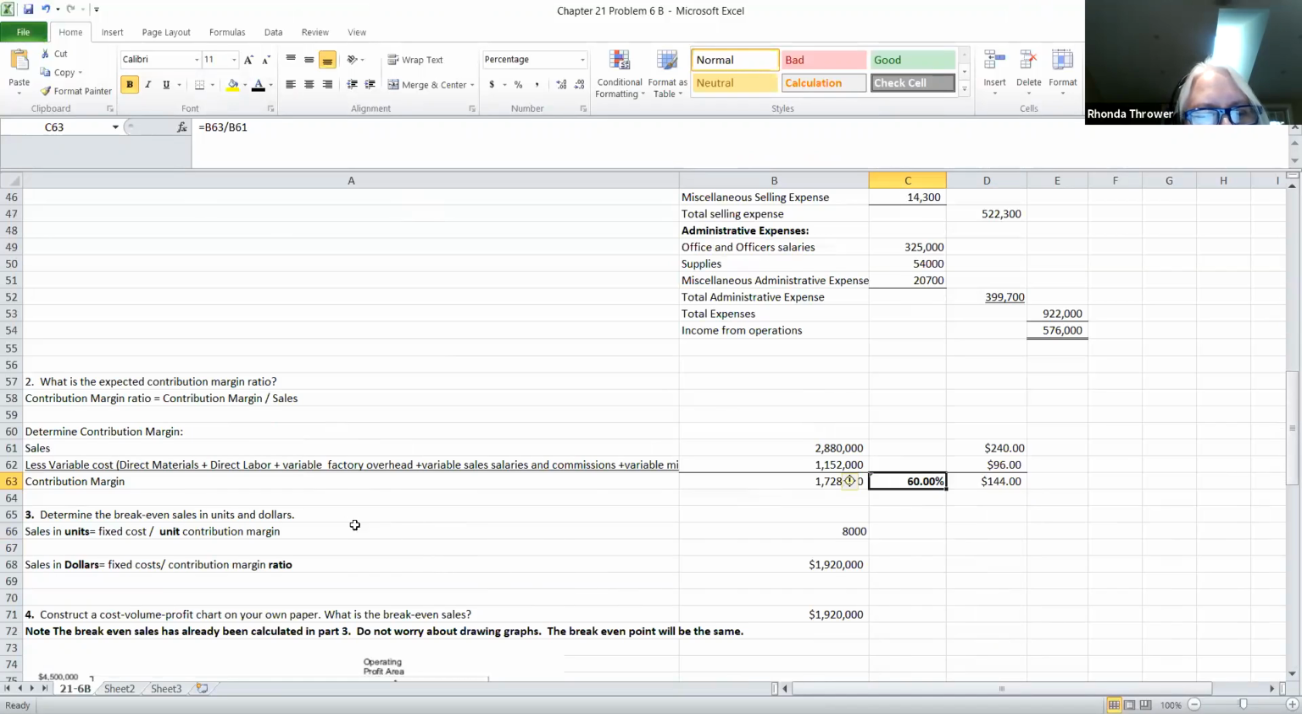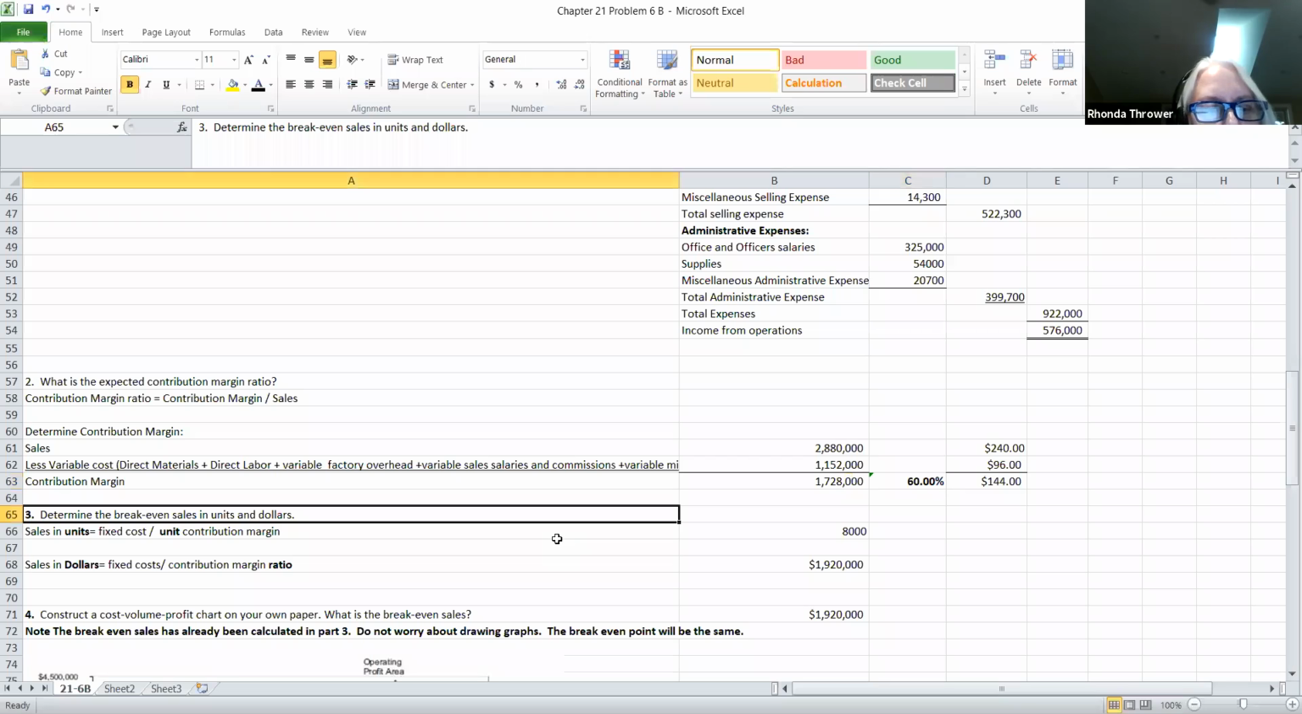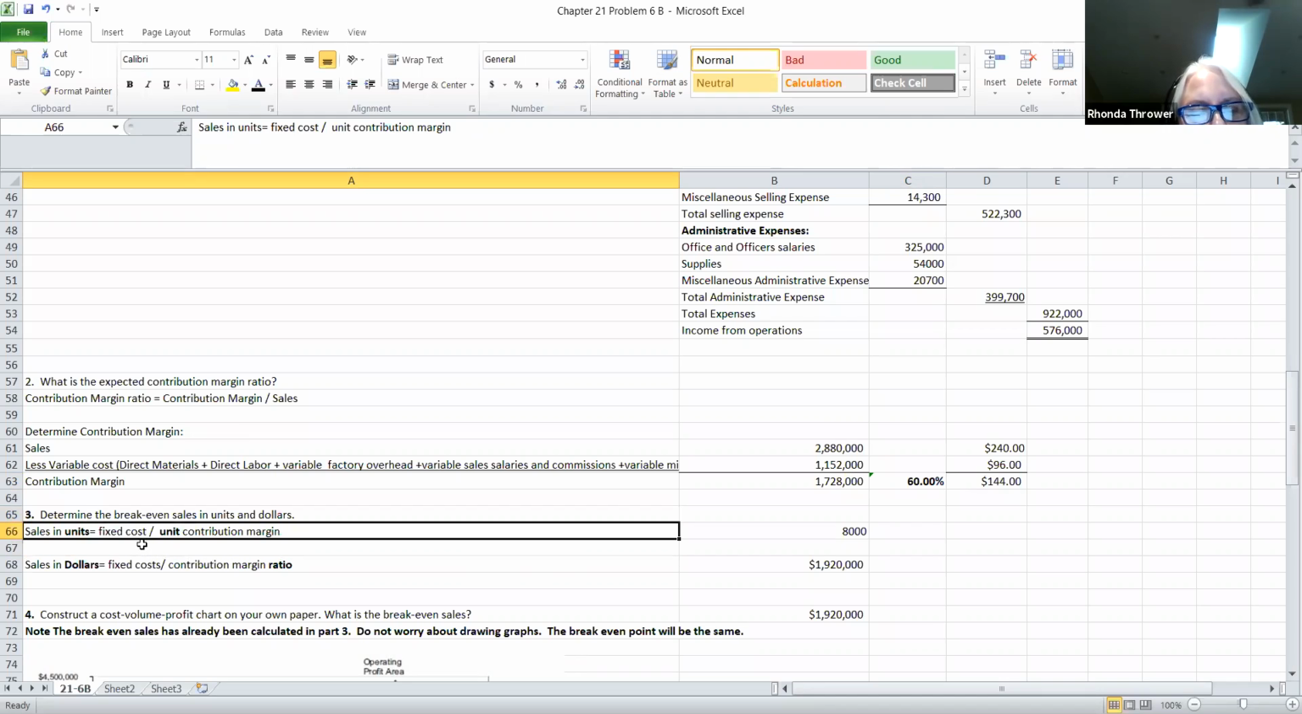In the next part of this, they want you to determine the break-even sales in units and in dollars. So we're going to start with the break-even sales in units first. This is the formula for calculating it. You're going to take your fixed cost total and divide it by the unit contribution margin. You'll remember the unit contribution margin I found up here was $144. So your fixed cost divided by $144 is going to give you your break-even sales in units.